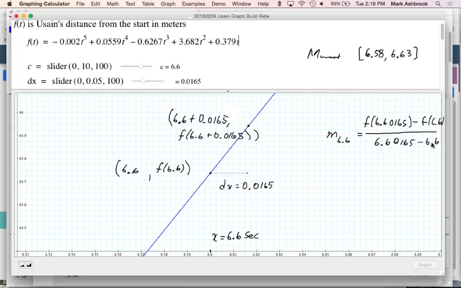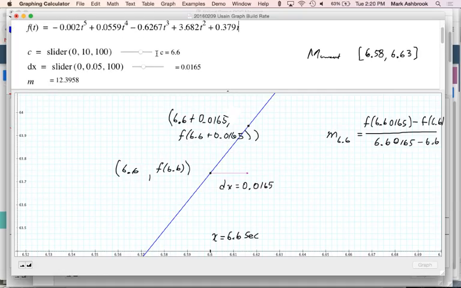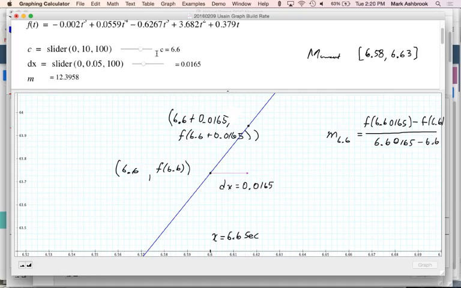And that's just dx, which is what? So that denominator is just dx, which is just the 0.0165. Okay, and so let's let GC do that work for us. And when we do, we get 12.3958, and that is, I believe, this has got to be feet per second, right? Is this feet? No, meters per second.